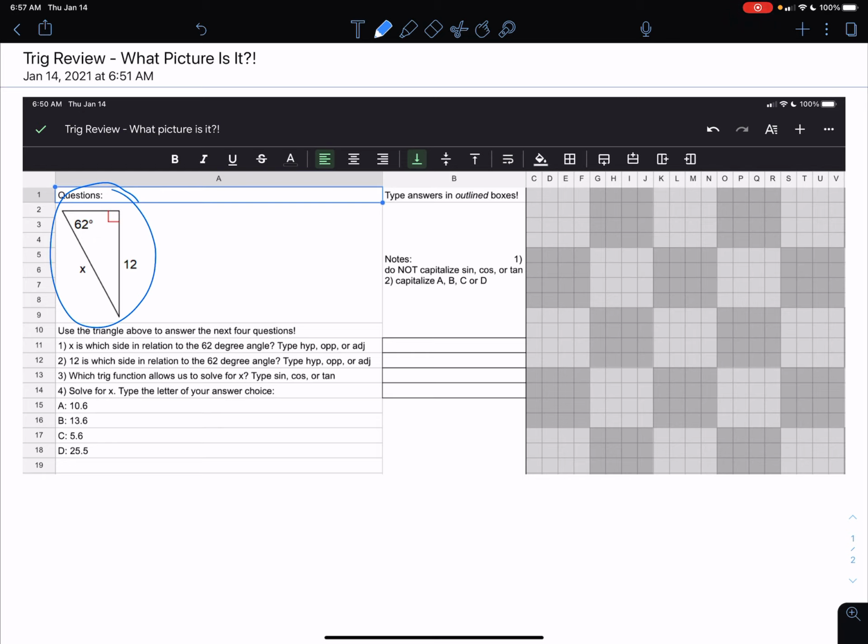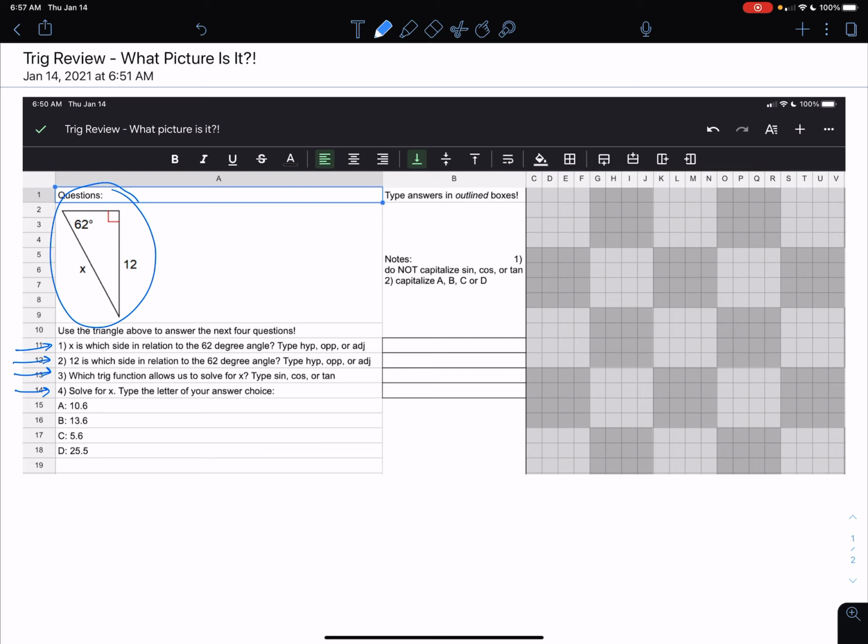And so when I say trig, we're talking about solving for x in this triangle by using our sine function or cosine or tangent, all right? And so we just want to solve for x in this triangle. But we do have a few questions that we have to answer along the way. And you see those here on the left side: question 1, question 2, question 3, and question 4.